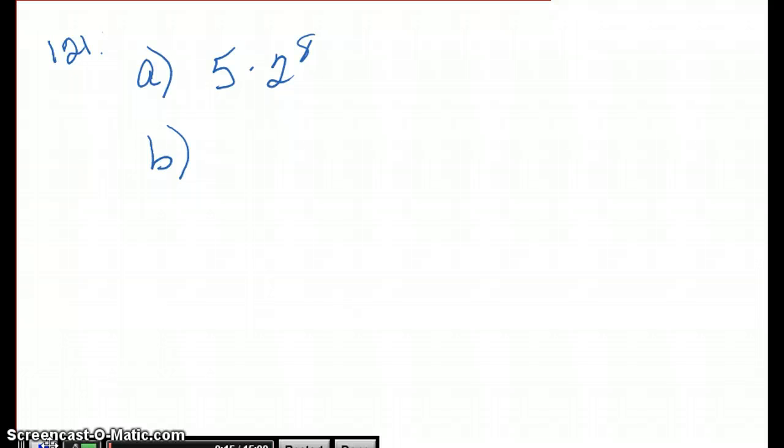So we're going to look at problem 121. And part A is pretty simple. They gave you this equation that says his ninth bet will be 5 times 2 to the 8th dollars. So you just need to calculate that. But don't forget your order of operations on that one.